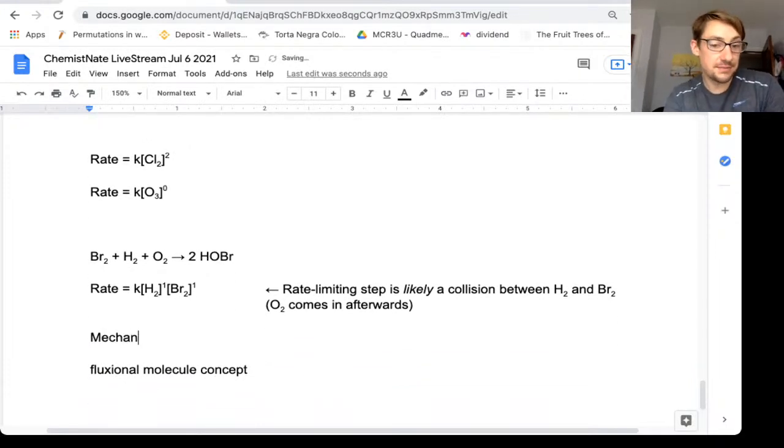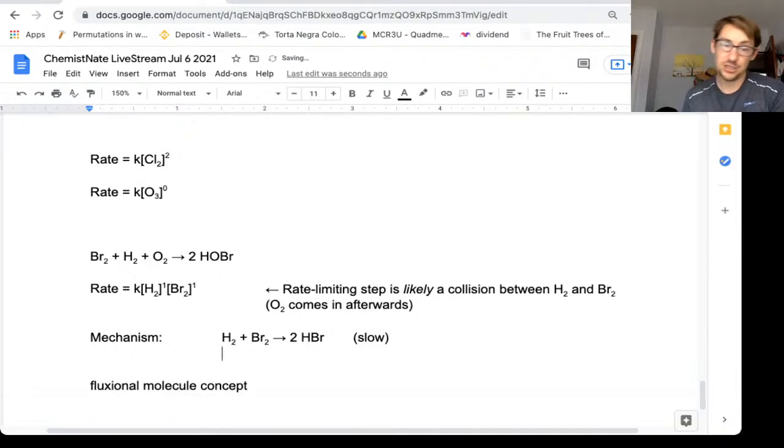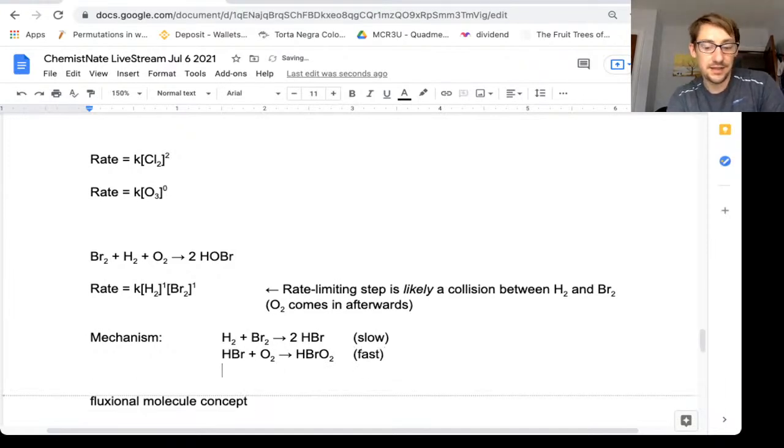So if you were to propose a mechanism here, you might propose that H2 and Br2 react to make some HBr. And you would say explicitly that that is your slow step, because H2 and Br2 are in the rate law. They are probably the collision that slows this whole thing down. And perhaps you have an HBr that reacts with an O2 to make, I don't know, HBrO2. I'm just making stuff up. I'm pretty sure that's fake news.